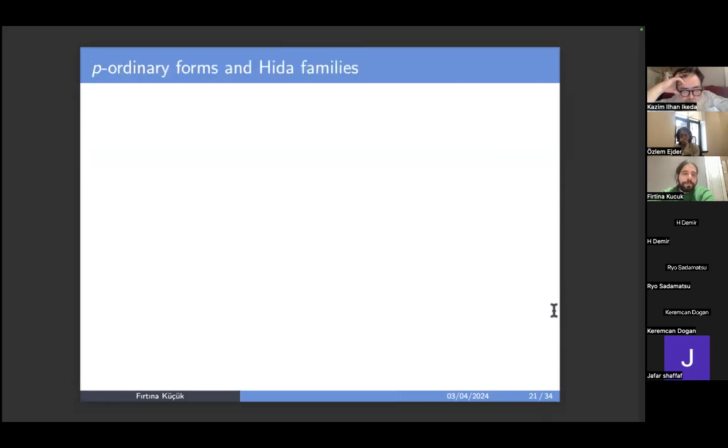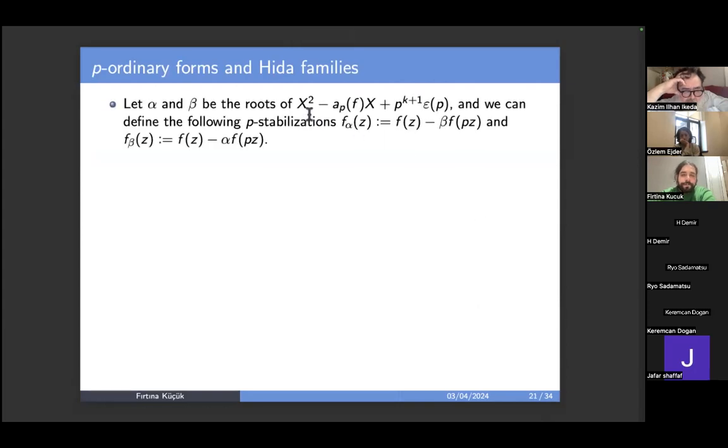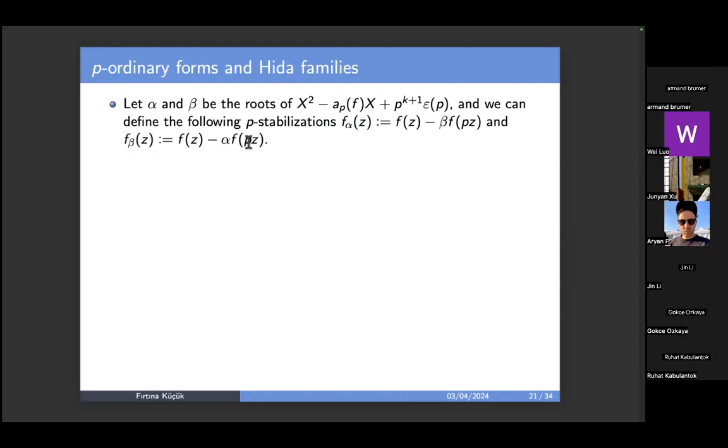So let me move on to p-ordinary forms. This was the Hecke polynomial, and there are two roots for this, and conjecturally these roots are different. We know that they are different at weight two, and let's say alpha and beta are the roots of this polynomial, and we can define the following p-stabilizations. f_alpha is f(z) minus beta times f(pz), and we can similarly define f_beta. So f_alpha and f_beta are called p-stabilizations, and they are very similar to what we did in the Kubota-Leopoldt L-function. If you recall, when we evaluated that, there was an extra term, so you can think of this as a similar thing.